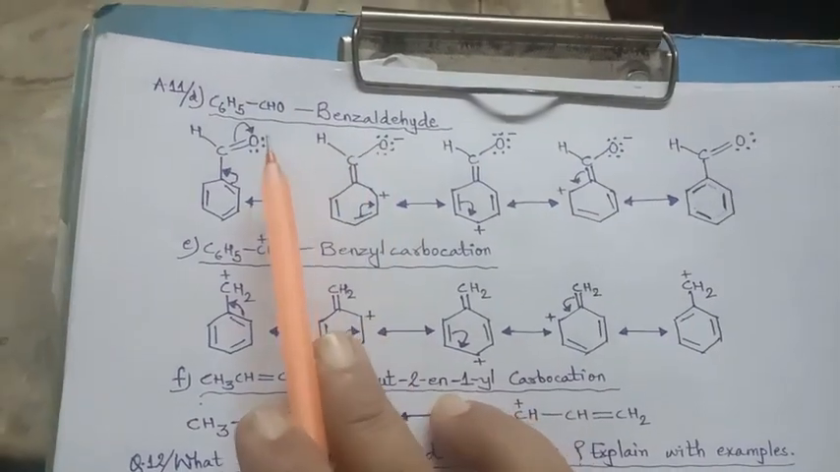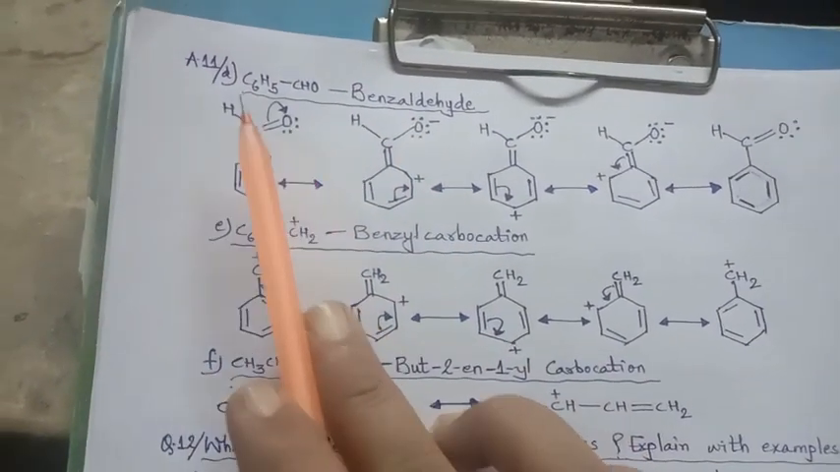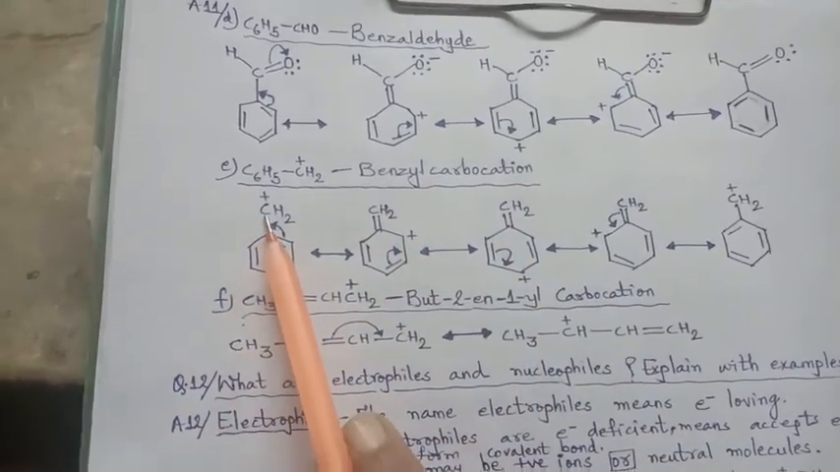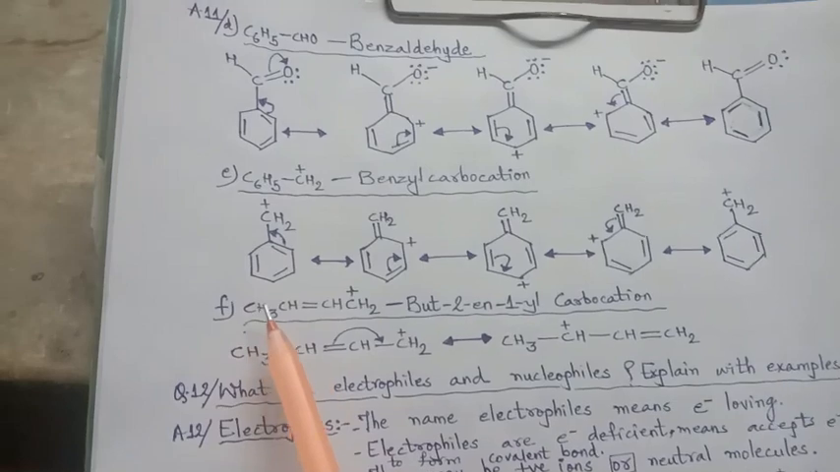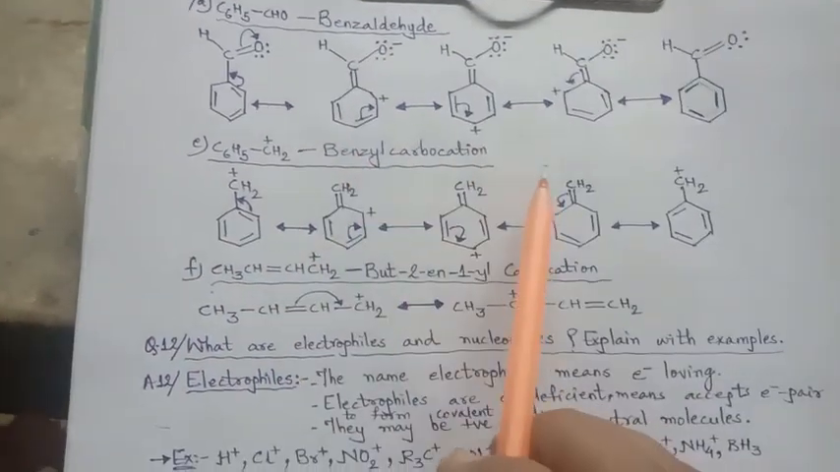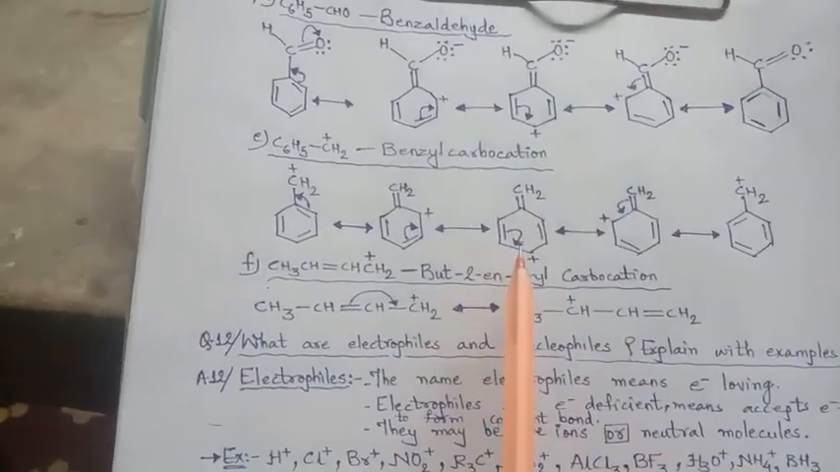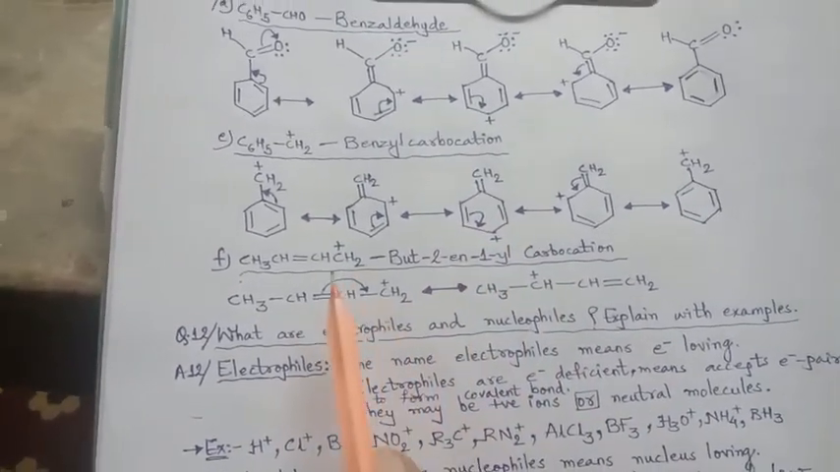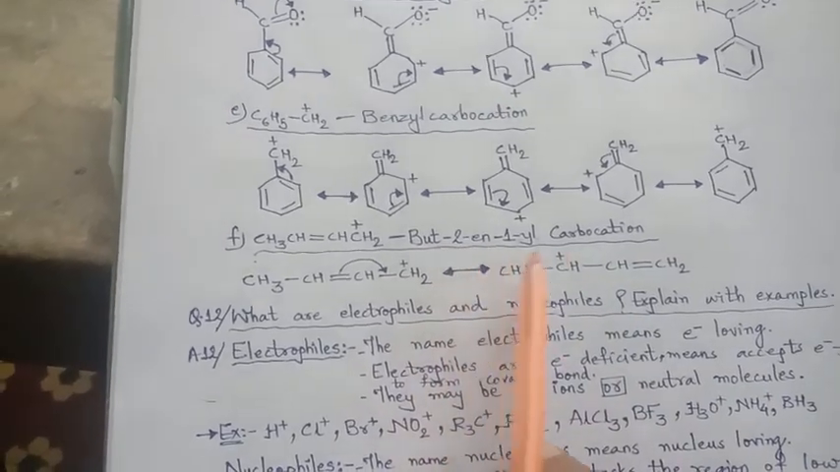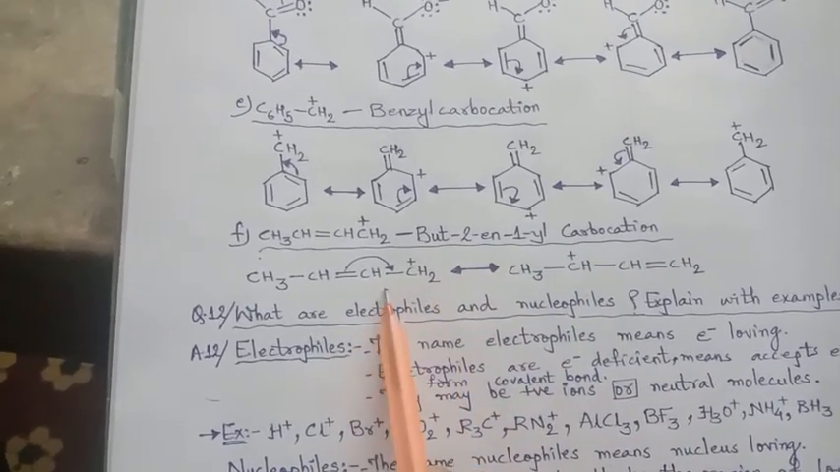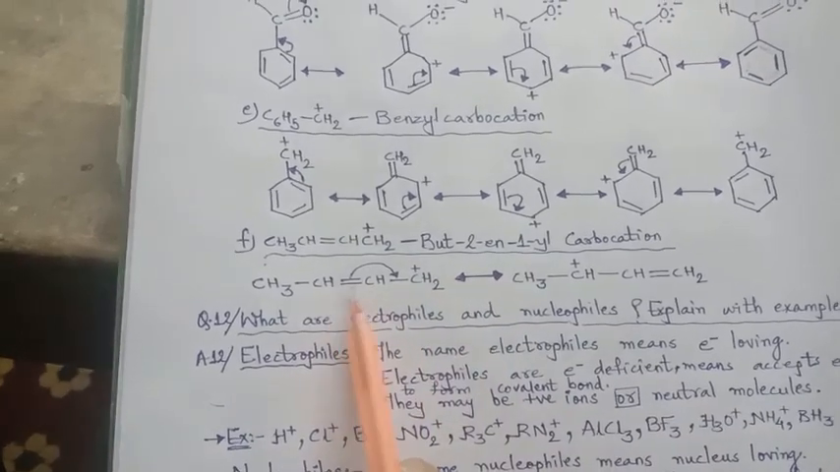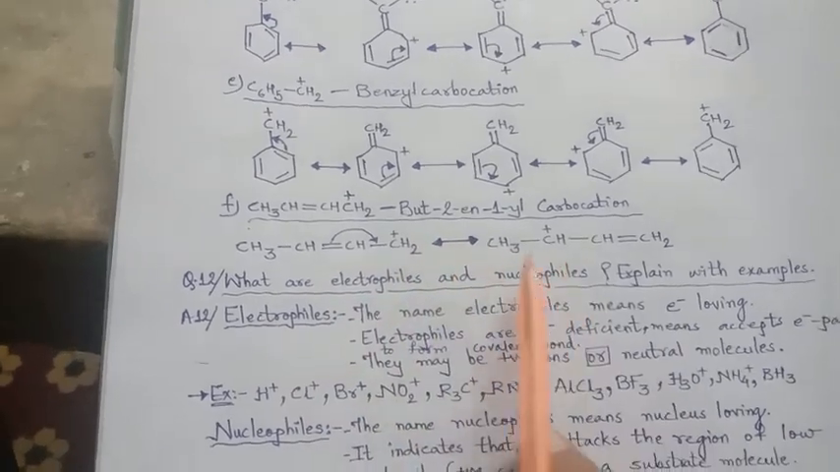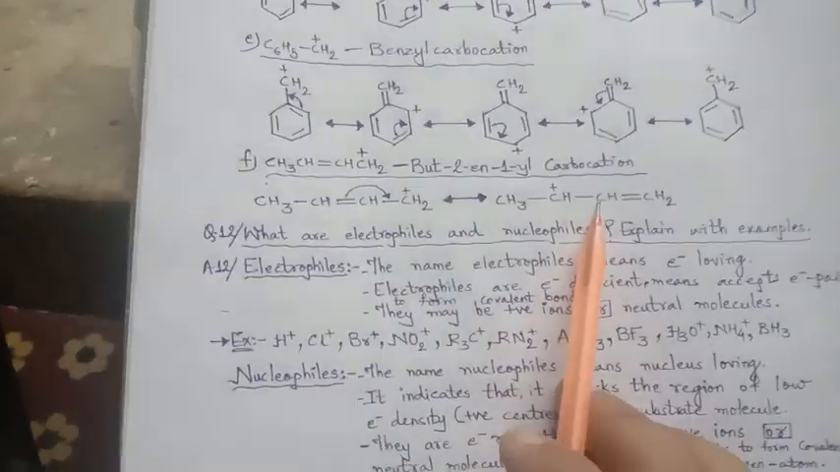The next is benzaldehyde. So benzene ring with C double bond O H, and here it is benzyl carbocation. So CH2 with one positive charge, and the resonance takes place as we have discussed in phenol, or we can say benzyl carbocation, right? And this is again but-2-ene-1-yl. That was 'al', and here it is 'yl'. That means double bond and it goes to the CH2. So here only one resonance is possible, right?